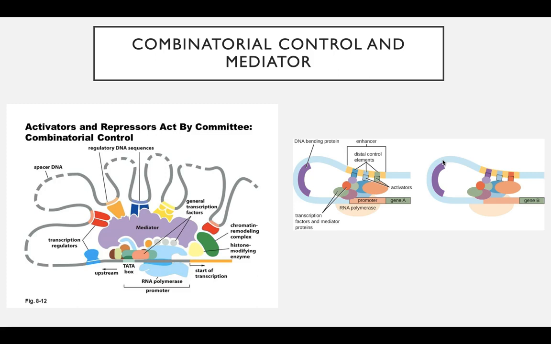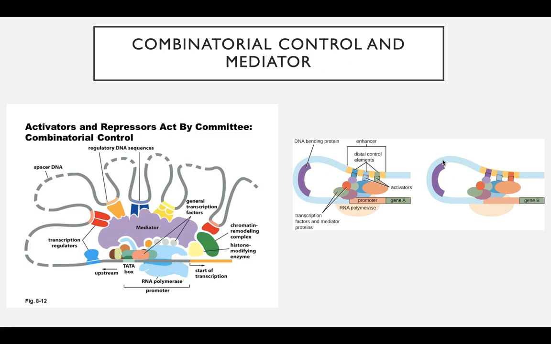So now I'm going to talk about combinatorial control and mediator. In eukaryotic cells, the genes are turned on or off by committees of proteins. So multiple proteins are needed to turn a eukaryotic gene on or off, and this allows eukaryotic cells to have the potential for genes to be responsive to multiple signals, and this is known as combinatorial control. So in our cells, there are multiple regulatory proteins that work together to carefully and precisely control the expression of a gene.